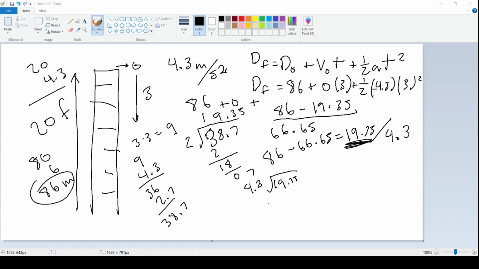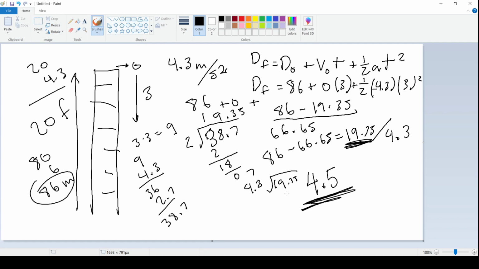19.35 divided by 4.3 equals 4.5, right? Or we could take the bigger number. We can take 66.65, right? So what did we get for our 19.35? Well, we got 4.5. That doesn't seem like a right answer. It did not fall 4.5 in 3 seconds. It fell 1 floor in 1 second, which is 4.5 meters.